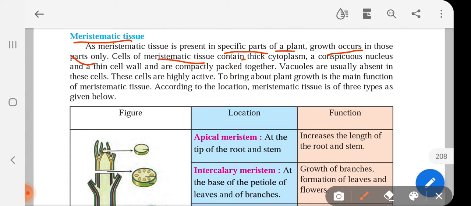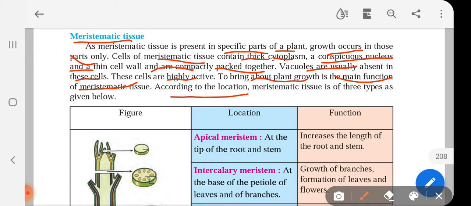Cells of meristematic tissue contain thick cytoplasm, a conspicuous nucleus, and a thin cell wall, and are compactly packed together. Vacuoles are usually absent in these cells. These cells are highly active. To bring about plant growth is the main function of meristematic tissue.